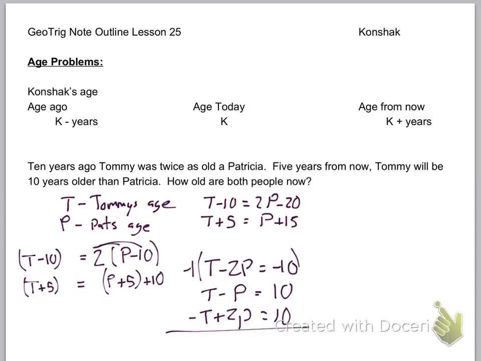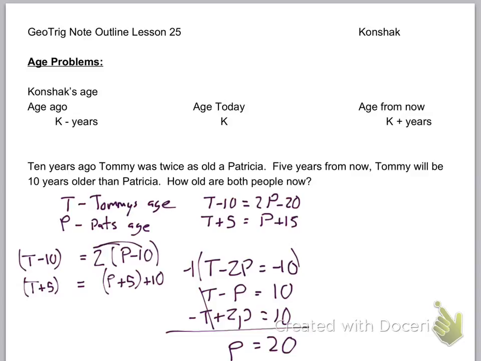And add. T plus a negative T is gone. Negative P plus 2P is P equals 20. Jake in the very beginning said 20 and 40. Was he correct? I don't know. Let's see.